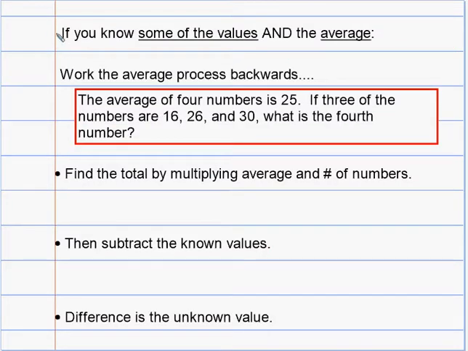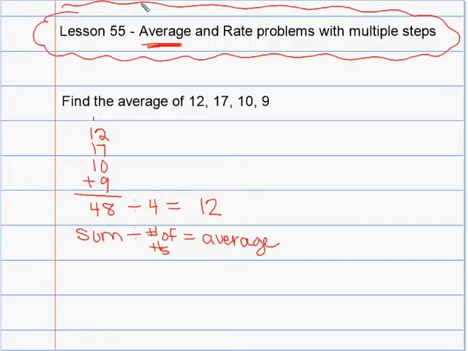Okay, so here's the situation we're going to be dealing with. If you know some of the values and the average, we're going to work the average process backwards. So remember back here, we found the total of the numbers, and then we divided by the number of numbers to get the average. So we're going to go backwards. So instead of dividing, we're going to go this way.